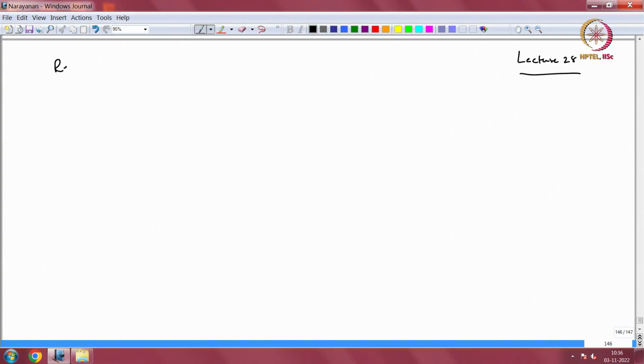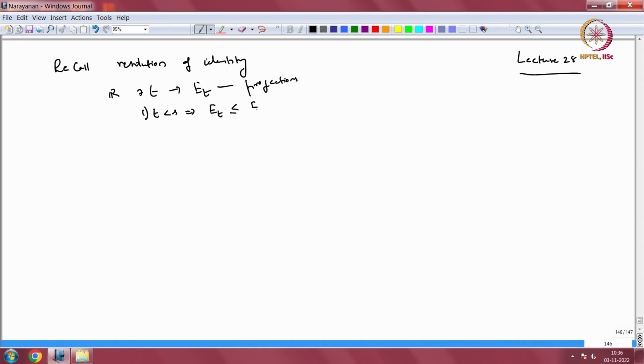So, let us start. So, recall the resolution of identity. So, we denoted it by E sub t, right. So, we had t going to E sub t, t belonged to the real line, E sub t were projections, right, and it had three properties: monotonicity. So, one was t less than s implied E t is less than or equal to E s.